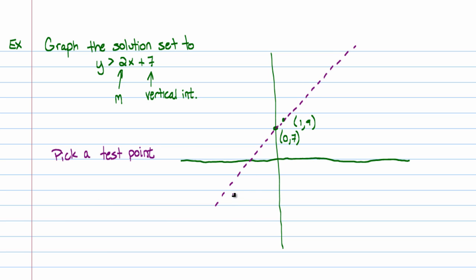Okay? An easy test point is 0, 0. If the origin is not on your line, so this point right here, if that point 0, 0 is not on your line, go ahead and pick that point. It's a very easy point to pick. So let's try 0, 0.